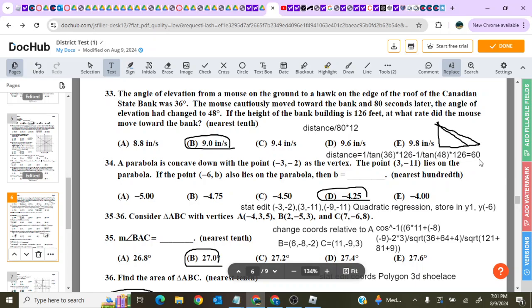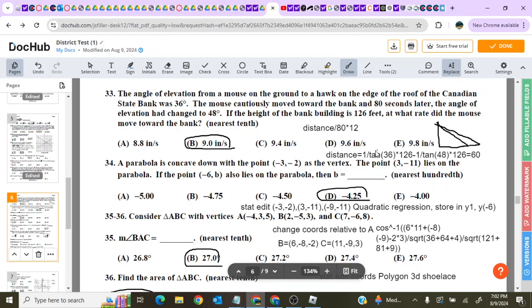Well, we know that we can use trigonometric properties to figure out how far the mouse is at both time periods. So what you've got to do is, you're given your opposite, you need to find your adjacent, as shown here. This angle is 36. This angle is 48. So you're looking for cotangent, basically.